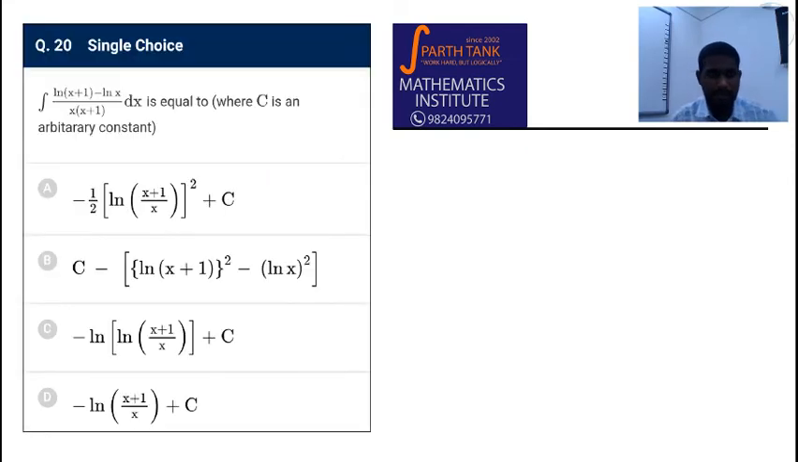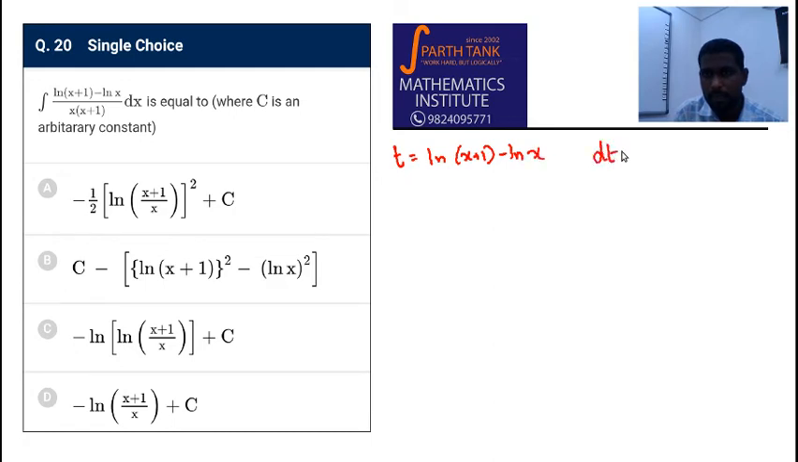The last single choice question is an indefinite integral problem. Integral of ln of x plus 1 minus ln x, by x into x plus 1. Seems scary in the beginning, but then it is simple. If you identify that this x plus 1 is here and this x is also here, this gives us some hint. Take the numerator as t.